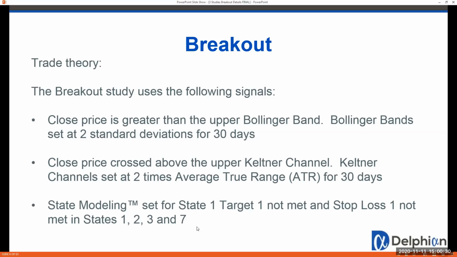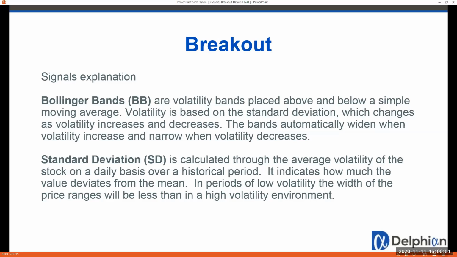Stop loss or the target has to not have been met within that state. So scratch this portion, I think, and just look at target 1 and stop loss 1 not having been met in any of those states for this signal to be valid. All 3 of these have to come together at the same time, same day, and when they do, that's when you're going to get this breakout strategy within the study section of the platform.